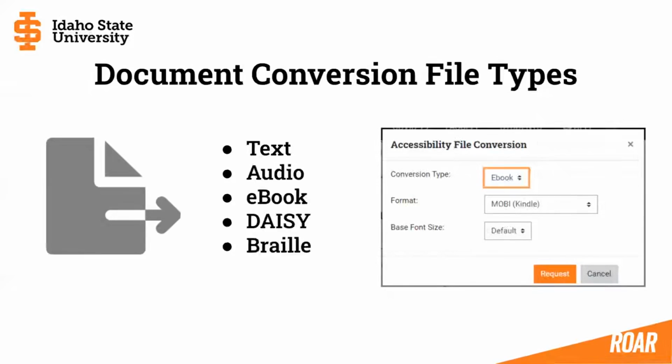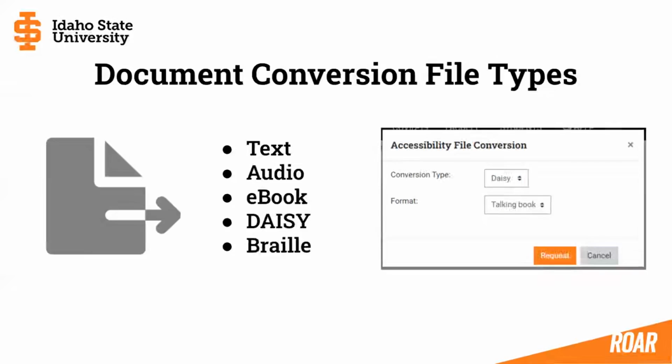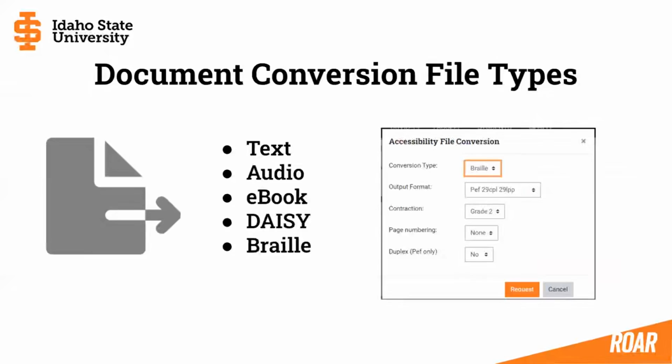Then for ebooks, you have the formats of MOBI, EPUB, and an EPUB with a media overlay, and you can also specify the base font size. I think there's 4 different levels of how large it can be. And for DAISY, the talking book format, it's a structured audio file. And for Braille users, there's a lot of different options under the output formats.